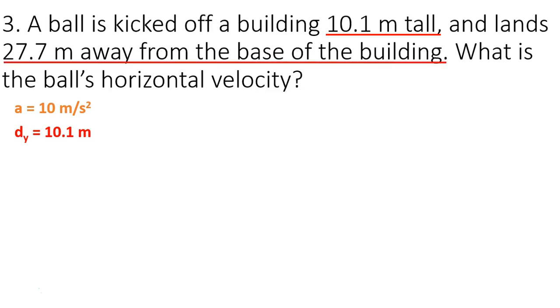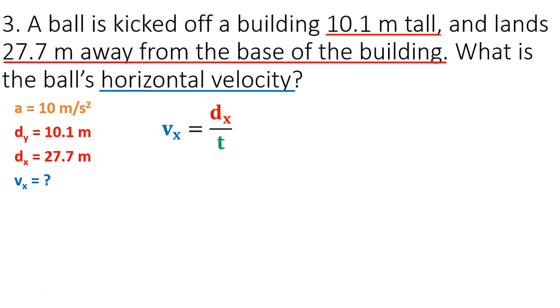The ball lands 27.7 meters away from the base. Again, those are key words that tell you that that is a horizontal measurement. So our dx, our horizontal displacement, is 27.7 meters. We're looking for horizontal velocity, or vx. Our equation for vx is dx divided by t. Again, we're missing the time. So we go to our equations, and only one will work with the information we have available to us. And again, that is t equals the square root of 2 times dy divided by a.